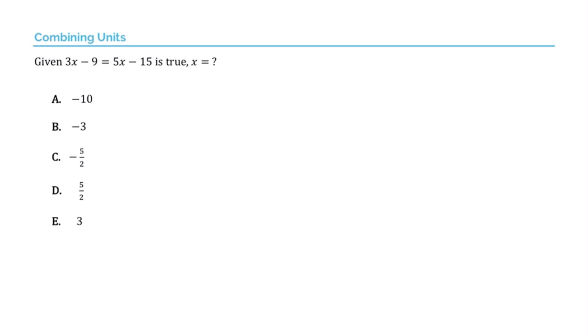First thing I'm going to do is rewrite what they've given to us. So I have 3x minus 9 equals 5x minus 15. Remember, my goal here is to solve for x. So to solve for x, I need to get all my numbers together and I need to get everything with an x together. Again, I'm combining things that are similar to each other.